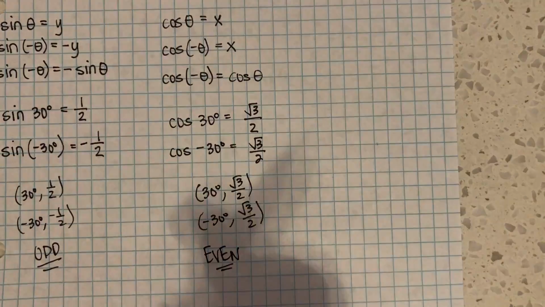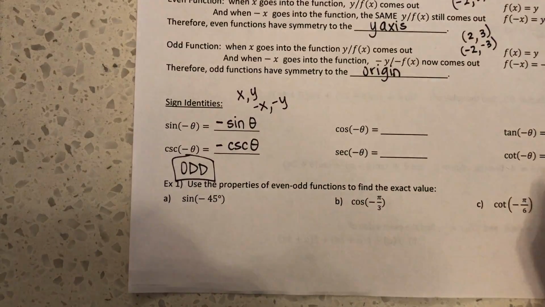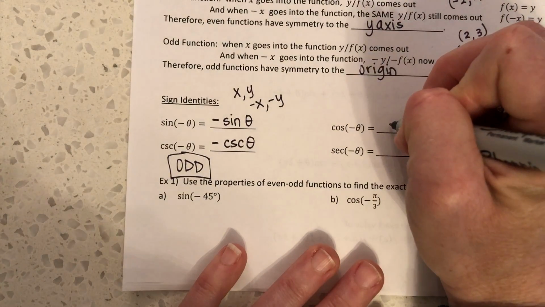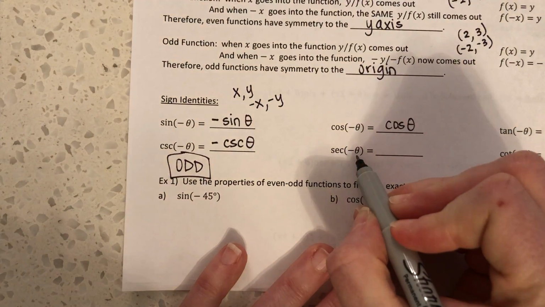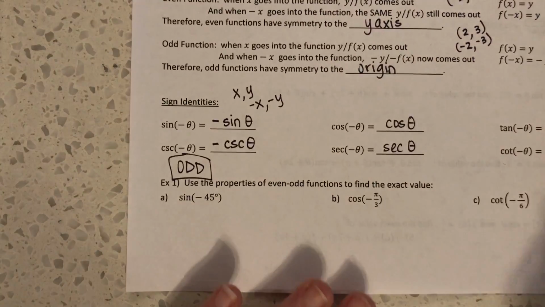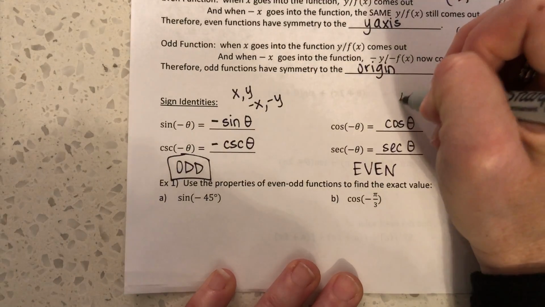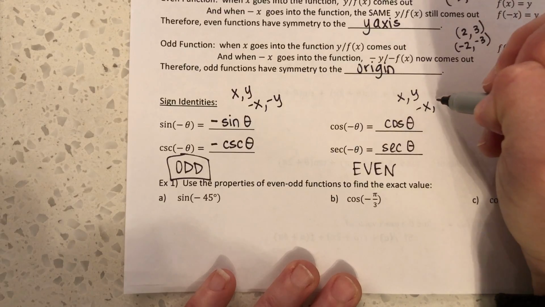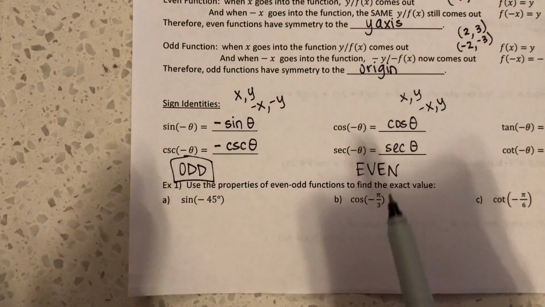So the cosine function and its reciprocal secant, they are going to be even functions because the cosine of negative theta is equal to the cosine of theta. And the secant of negative theta then is equal to the secant of theta. All right, those are even functions. When x went in and y came out originally, when the opposite of x went in, the same y still came out. That is an even function.